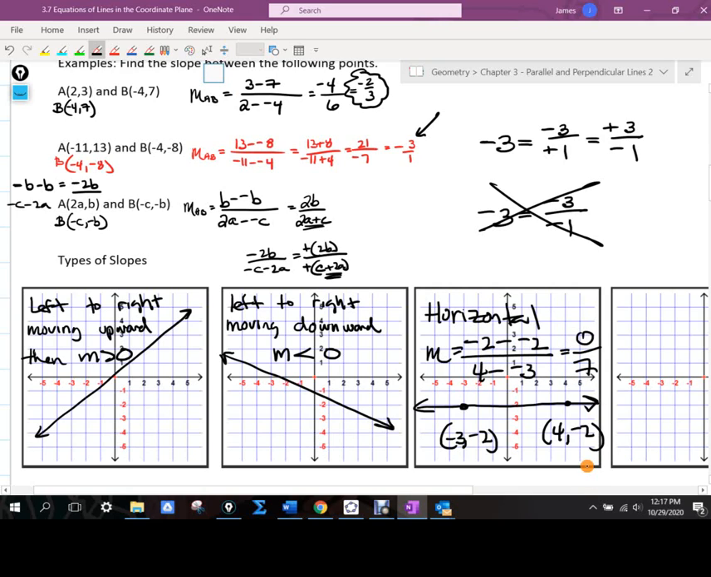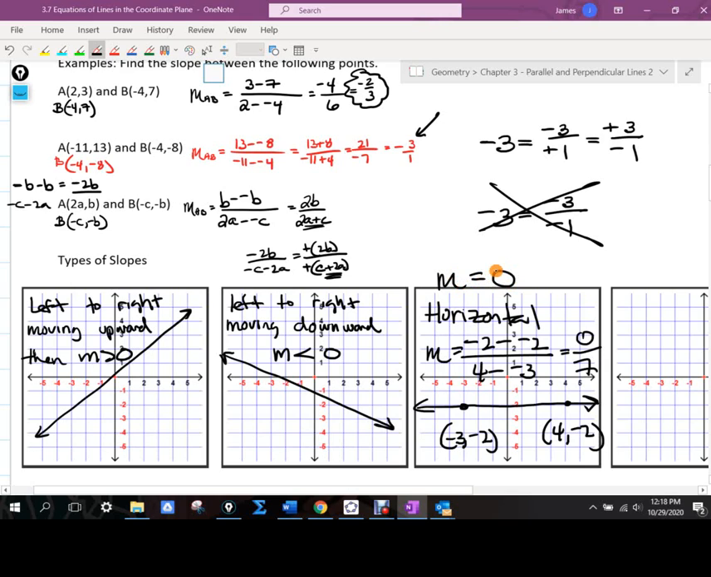Let me ask you this question. If I have $0 and I say I want to split that $0 7 different ways, do you know what each person's getting? You know each person's getting $0, right? So we can do division of 0 by any number we want to, unless it was 0. We can't divide 0 by 0, okay? But we can divide 0 by anything. So this means that if it's horizontal, your slope is 0, okay?